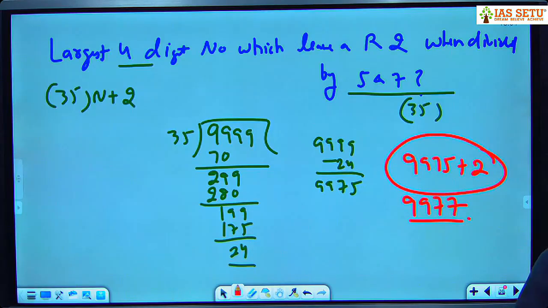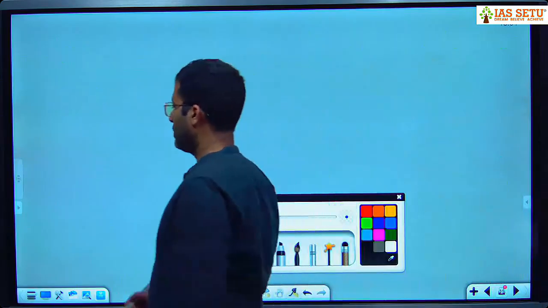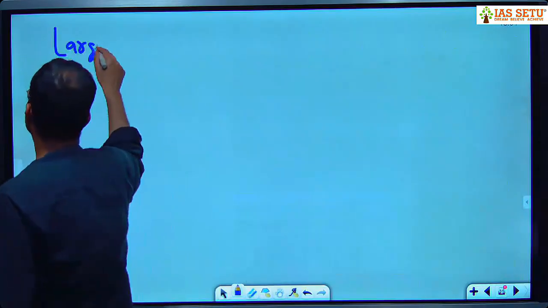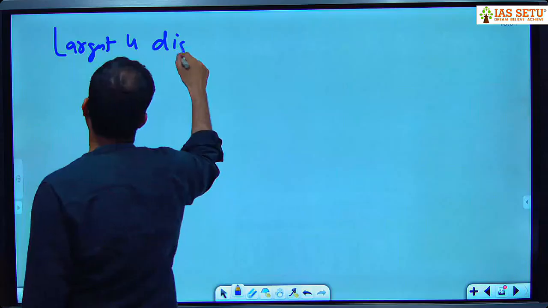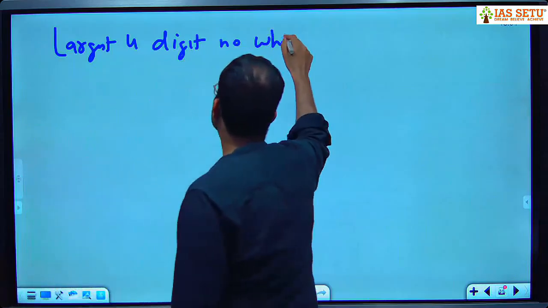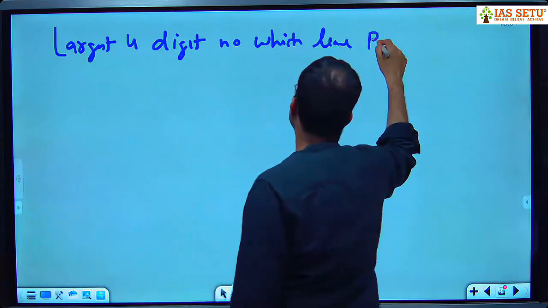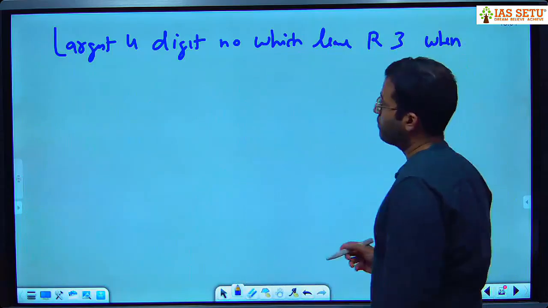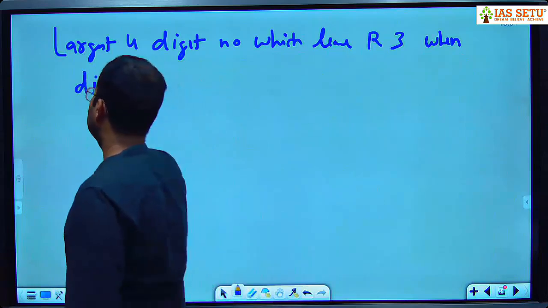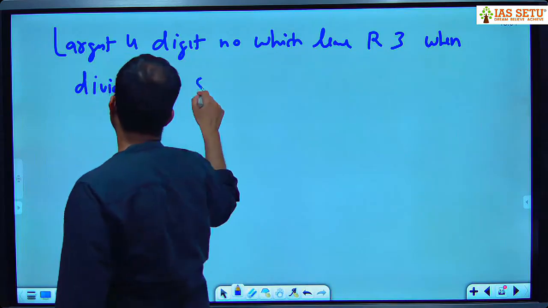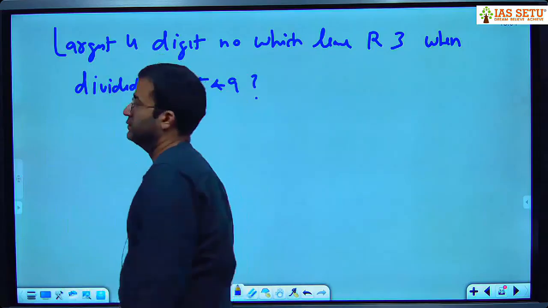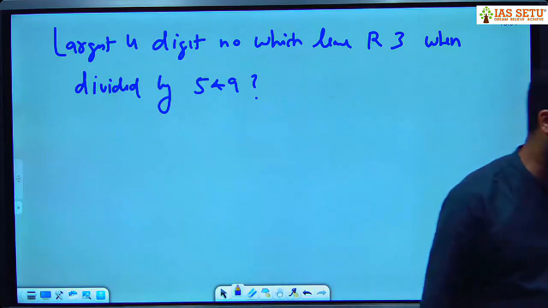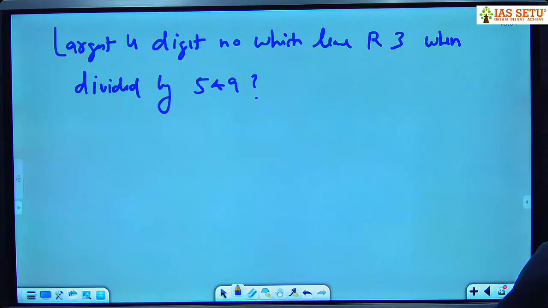Okay, I ask you 2 questions one by one, try. Now find the largest 4-digit number which leaves remainder 3 when divided by 5 and 9. When we divide by 5, remainder 3. When we divide by 9, remainder 3. And the largest 4-digit number for that case.